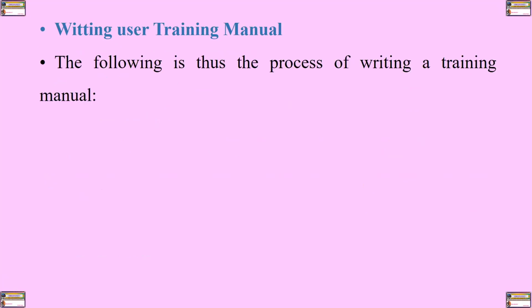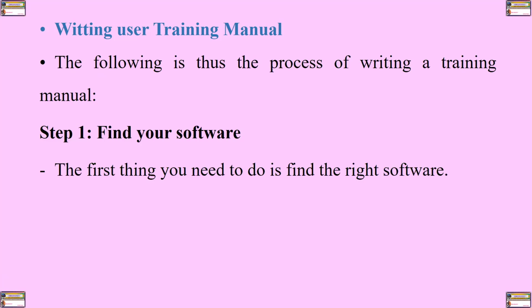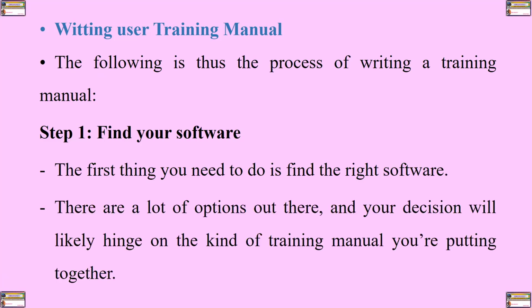So, how do you write a user training manual? The following is the process of writing the training manual. Step number 1 is to find your software. The first thing you need to do is to find the right software. There are a lot of options out there, and your decision will likely hinge on the kind of training manual you are putting together.